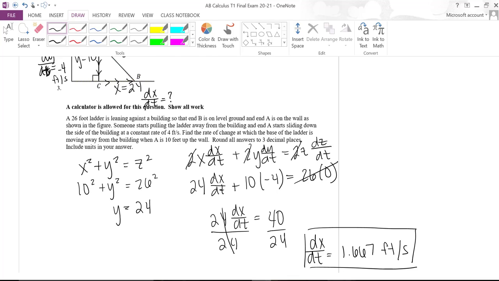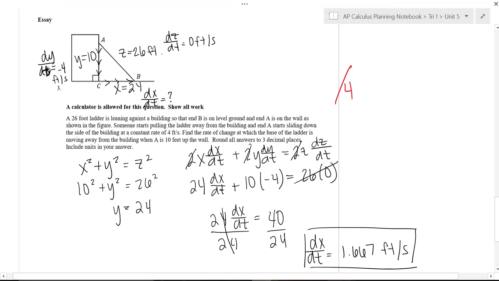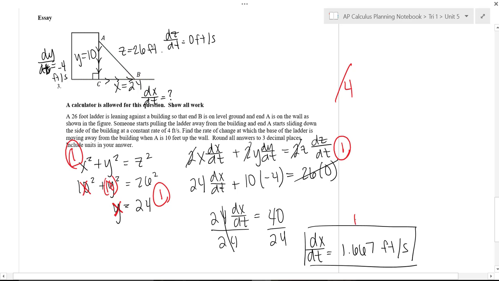So there are 4 points total here. You would have gotten 1 point for correctly noting that you were using Pythagorean Theorem. You would have gotten 1 point for correctly solving for, oh my goodness, I did y this whole time, whoops, for correctly solving for x. So solving for x and getting that that equals 24, right? You would have gotten 1 point for using correct implicit differentiation, and then 1 point for that answer. So 4 points total. Pythagorean theorem, missing value, implicit differentiation, and then answer with units included.